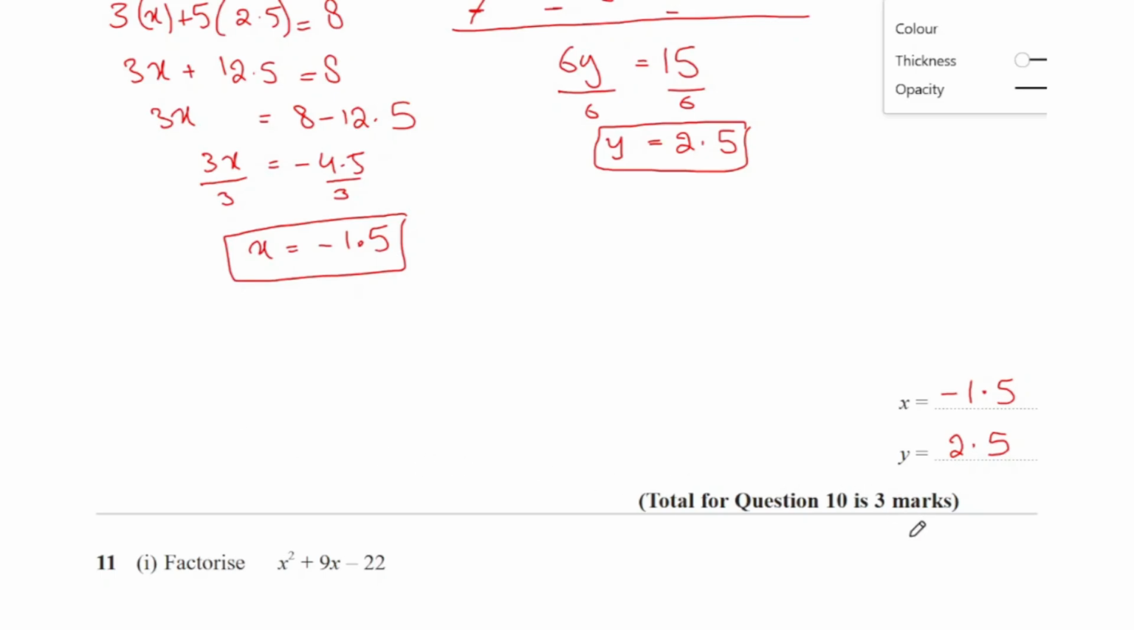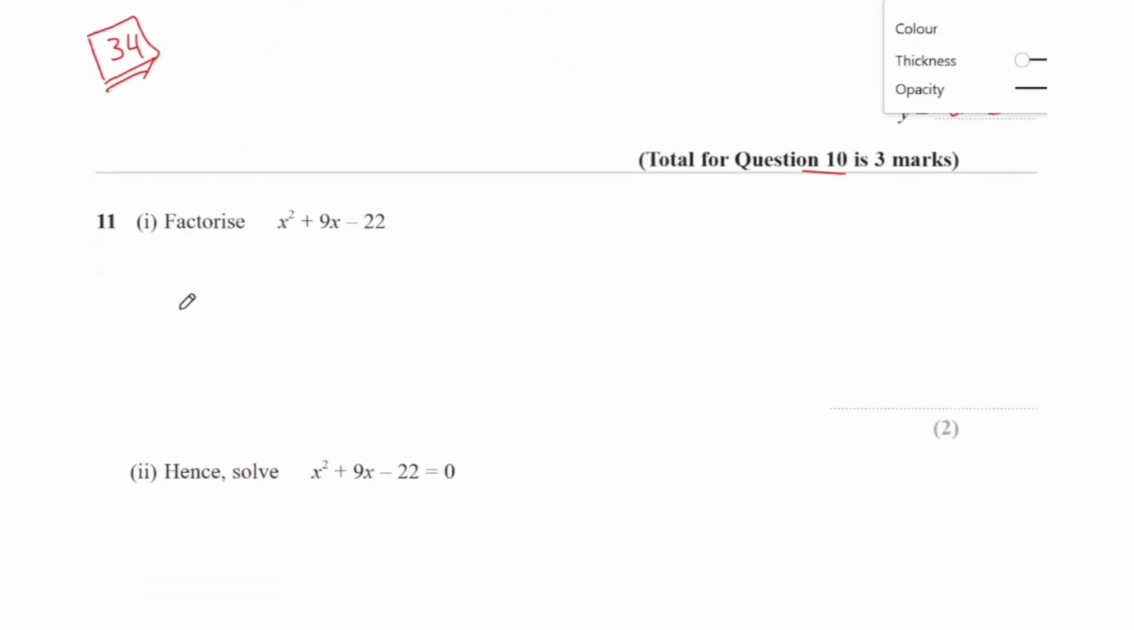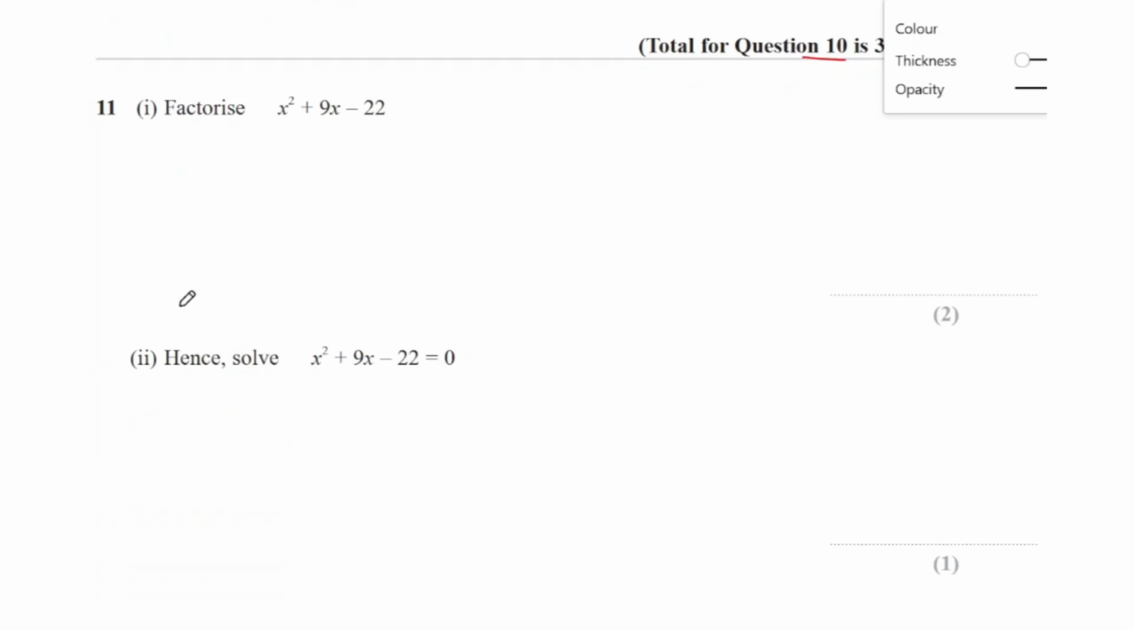If we have done up to question number 10, the total marks are 34 so far. Let's see, that's another easy question actually. So question number 11, it says factorize.